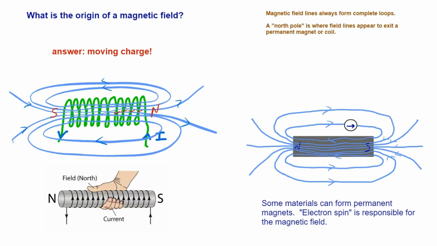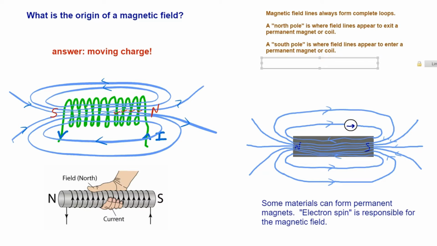Well, bear in mind that what is commonly known as the north pole of the Earth, which has a magnetic field, is really, in physics terms, a south pole. So it's worth knowing that as general knowledge as well. And in the same way, a south pole is where field lines appear to enter into the permanent magnet or the coil.